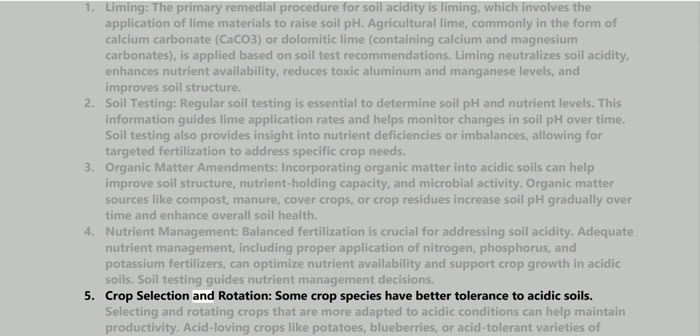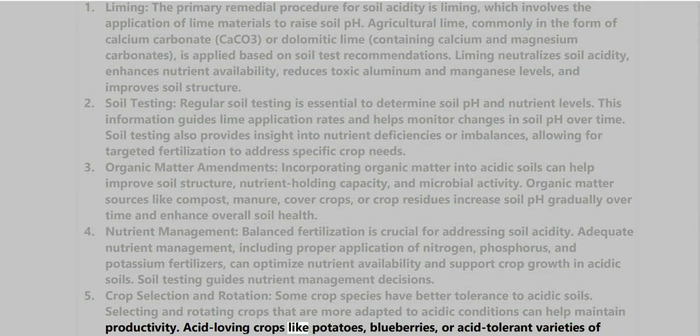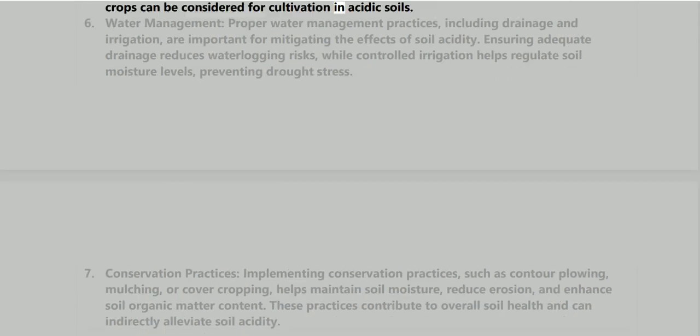5. Crop selection and rotation. Some crop species have better tolerance to acidic soils. Selecting and rotating crops that are more adapted to acidic conditions can help maintain productivity. Acid-loving crops like potatoes, blueberries, or acid-tolerant varieties of crops can be considered for cultivation in acidic soils.